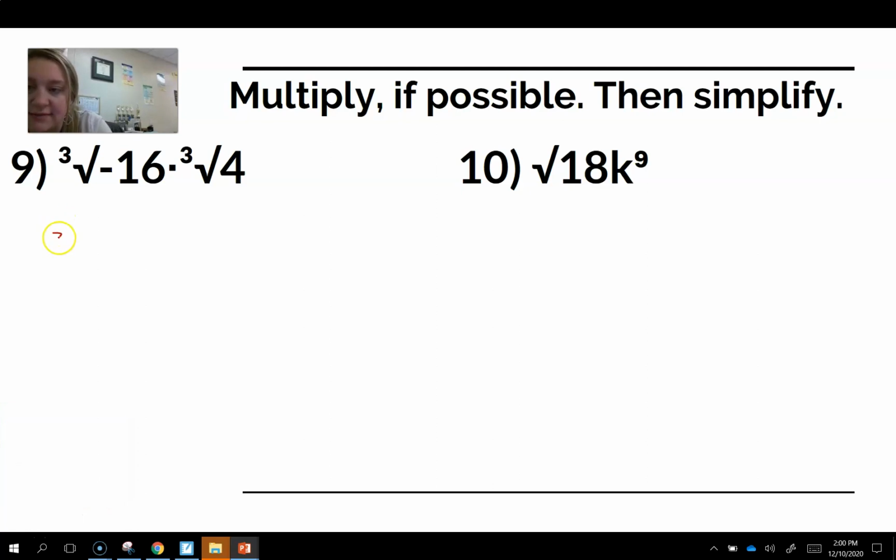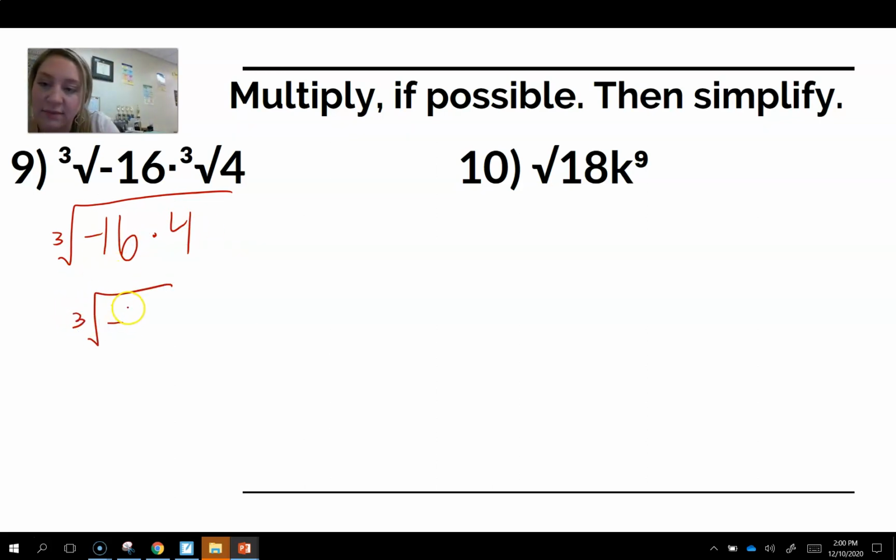I'm just going to show you what I did. So I actually multiplied together negative 16 and 4. So that gives me the cube root of negative 64. Okay. From the last lesson, we talked about how you can do an odd root of a negative number. So a cube root of a negative 64 is not a problem. Always type it in, see if it works.